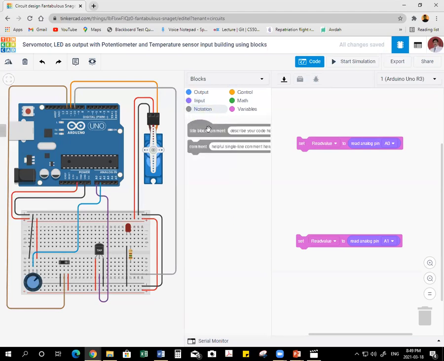Now we add some comments so that we can easily understand. So here, read the value from potentiometer. Okay. Next, here another comment, read the value from temperature sensor. This is a comment so that you can understand where it is coming from and how the program is running.